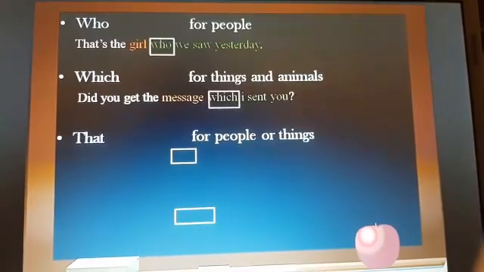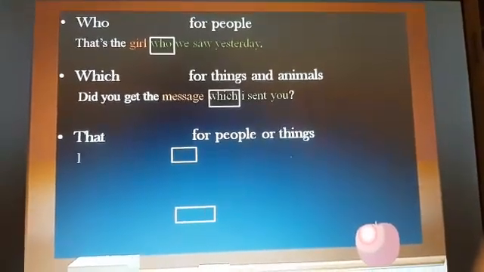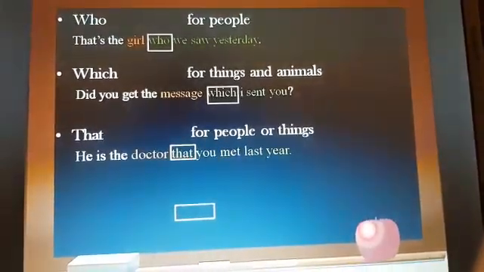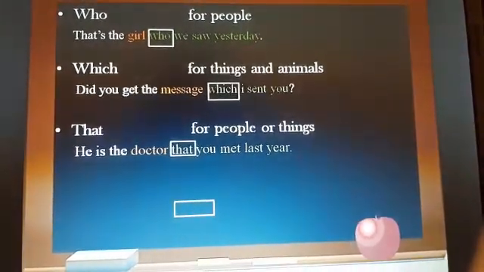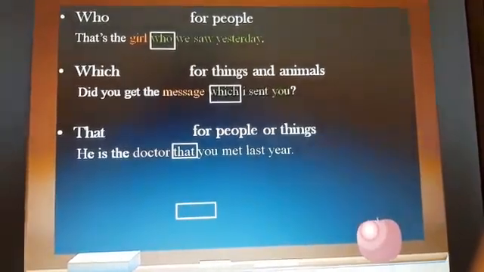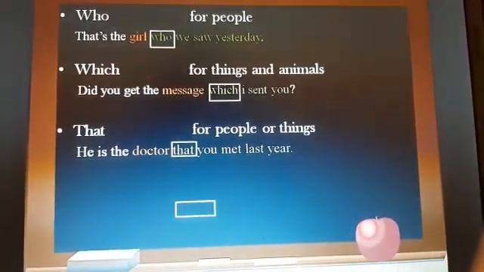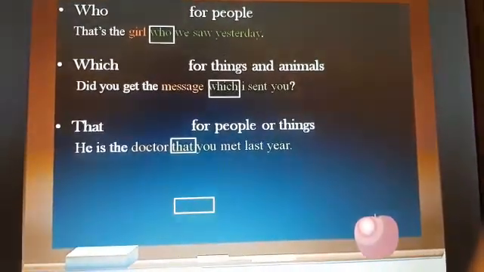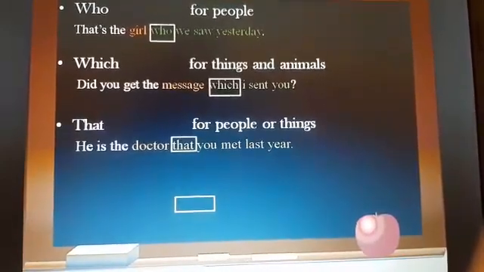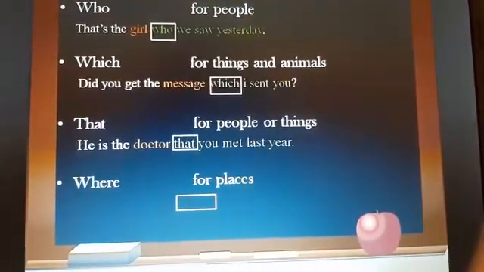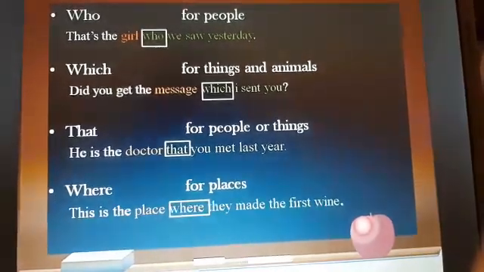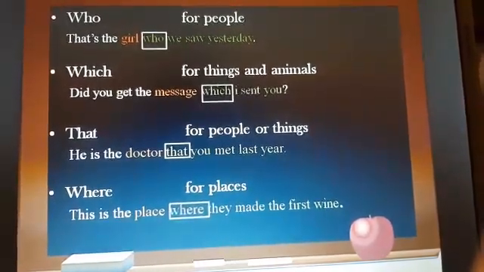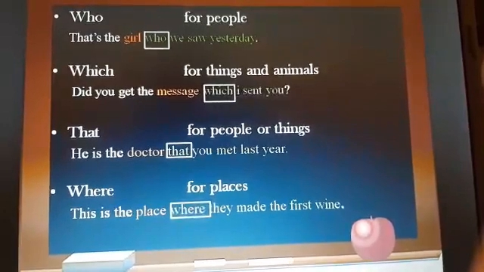That is used for people or things. He is the doctor that you met last year. That you met last year is the defining relative clause. That is the relative pronoun which represents the doctor. Where is used for places. This is the place where they made the first wine.